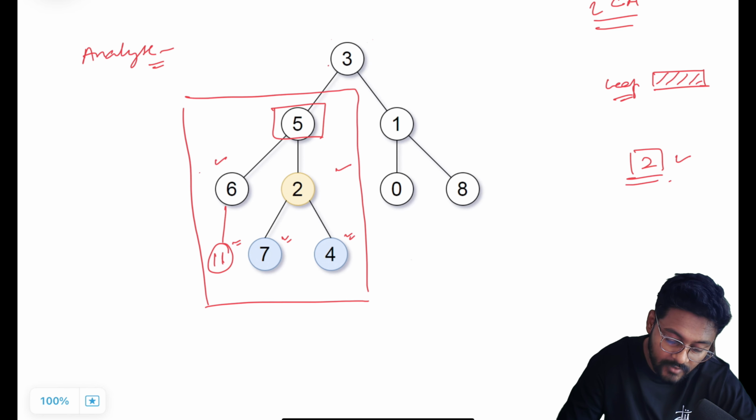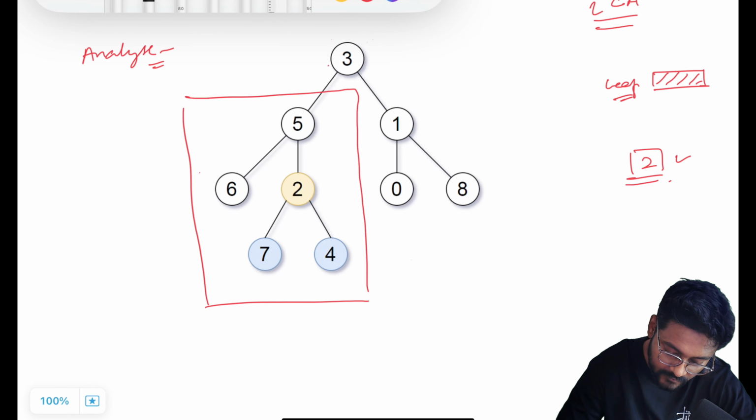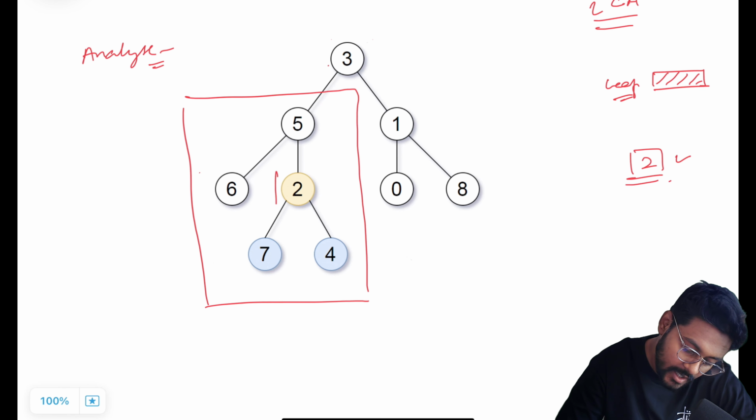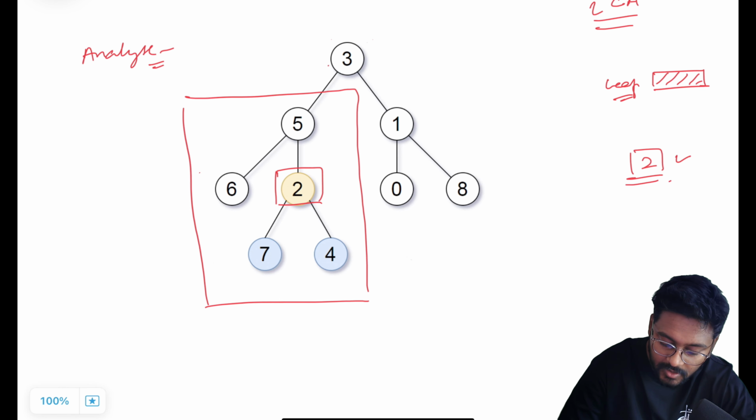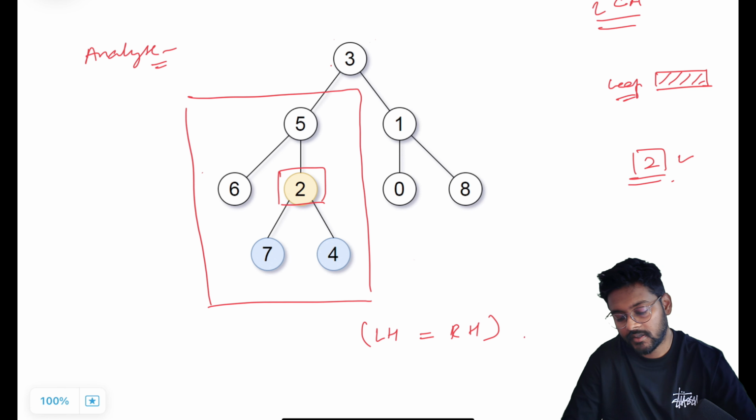So in this case I will just return 5. In the previous case I was returning 3. Now if you just skip the 11 part, in this case what node should I return? I am returning 2. Why? Because the left subtree height is equal to the right subtree height.